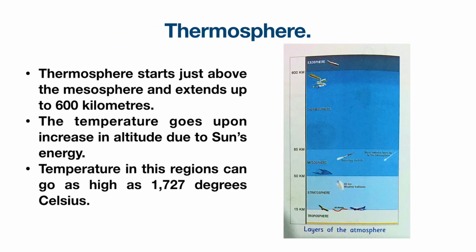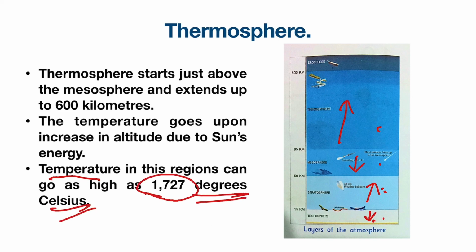So see, in the troposphere it decreases if you go high, in the stratosphere it increases, again in the mesosphere it decreases, but in the thermosphere again it increases. You can see all this alternating. First it is down, then up, again down, then up. The temperature in this region can go as high as 1727 degrees Celsius. That is very, very hot, okay? Unimaginably hot. So in this layer the temperature is very, very high.